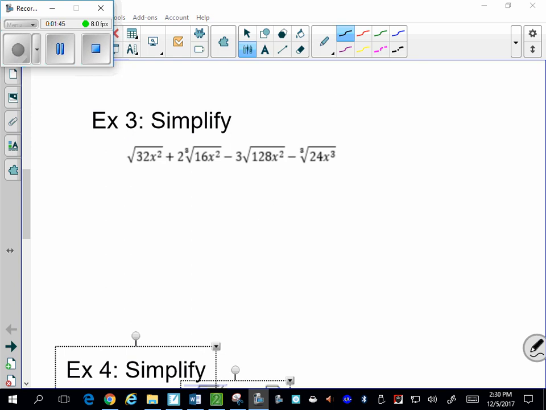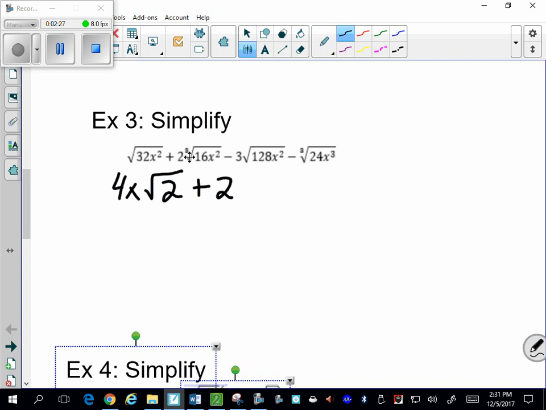We have the square root of 32x squared plus 2 times the cube root of 16x squared minus 3 times the square root of 128x squared minus the cube root of 24x cubed. So I don't see any like terms right now. All the variables have to be exactly the same in the exact same spots, and it has to be the same root. So let's simplify first. Square root of 32 is 4, and the square root of x squared is x, and then what's left over is the square root of 2, plus the 2 that's on the outside here.